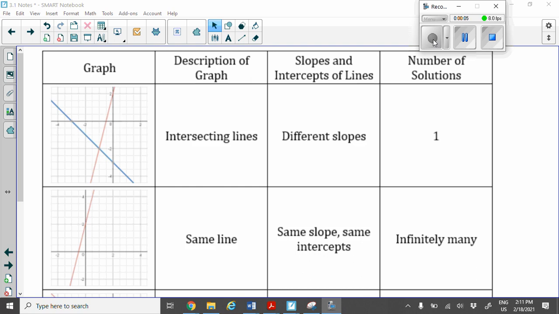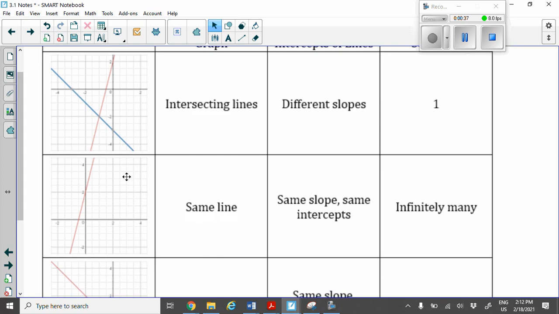So let's talk about what happens when we have different lines and what happens with our solutions. Let's say we have two lines and they intersect, okay? Basically the description of the graph means they're intersecting lines. They have different slopes and they can have different y-intercepts as well. When we have two lines that intersect at one place, we basically only have one solution, okay? Like we saw in the last example.